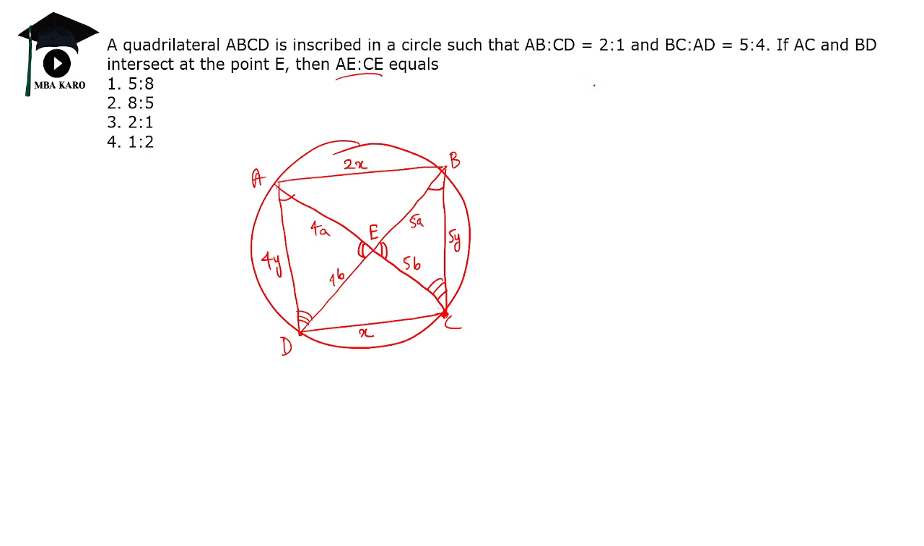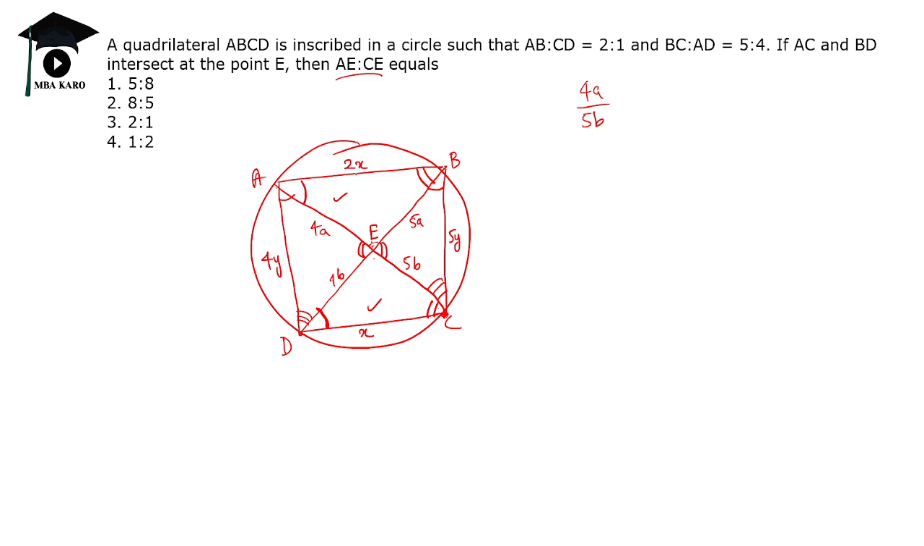We need to find 4A upon 5B. Now if we consider these two triangles, this one and this one. Again we will see this angle is equal to this angle, and this angle will be equal to this angle, because we have like angles in the same segment, and this is the vertically opposite angle. So these two triangles are also similar.